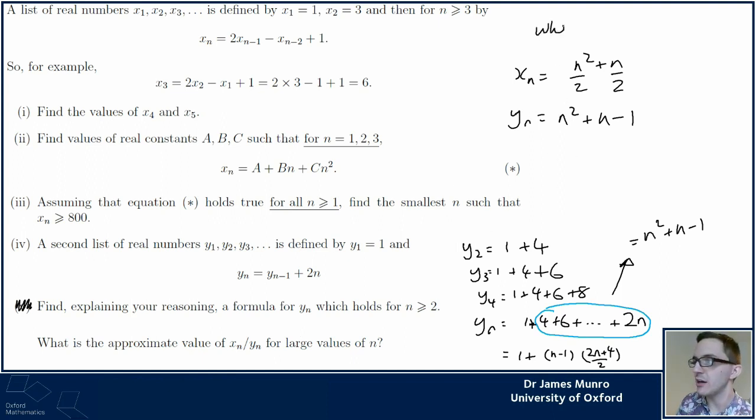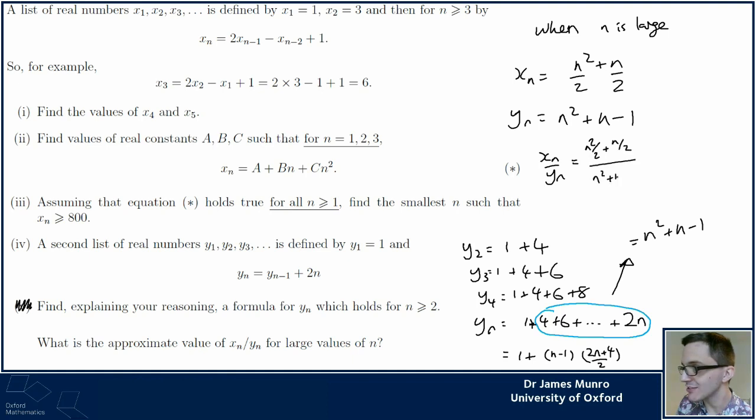So when n is large, xn is roughly equal to n squared over 2, or I suppose the difference is still n over 2, but the biggest bit of xn is this n squared over 2, and the biggest bit of this yn is n squared. So xn over yn is equal to (n squared over 2 plus n over 2) over (n squared plus n minus 1), and that's going to be roughly equal to, forget about the n over 2, that's not as important as this n squared over 2.